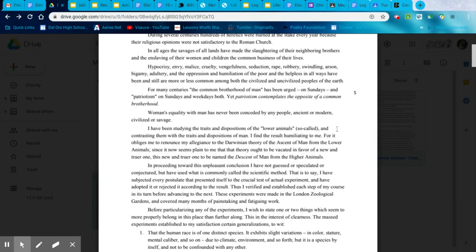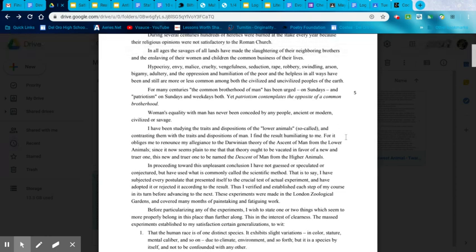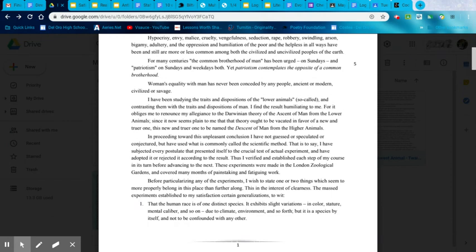I have been studying the traits and dispositions of the lower animals, so called, and contrasting them with the traits and dispositions of man. I find the results humiliating for me, for it obliges me to renounce my allegiance to the Darwinian theory of the ascent of man from the lower animals, since it now seems plain to me that the theory ought to be vacated in favor of a new and truer one, this new and truer one to be named the descent of man from the higher animals. This is kind of his main idea right here.